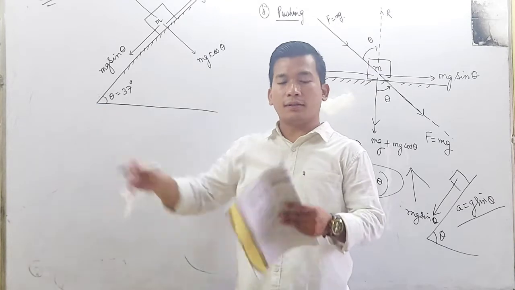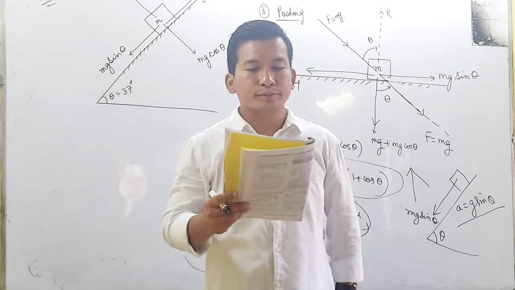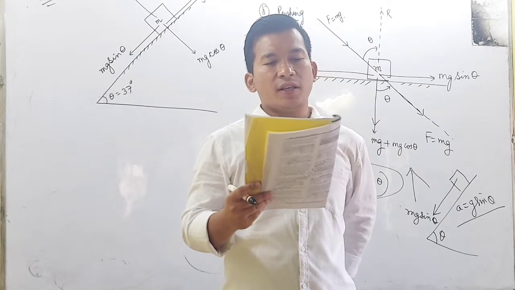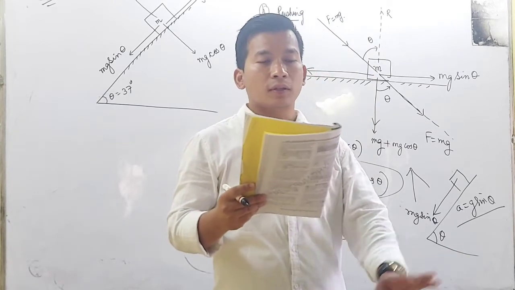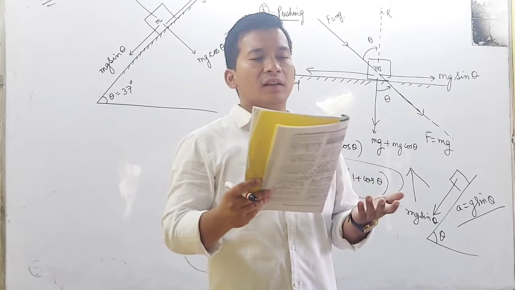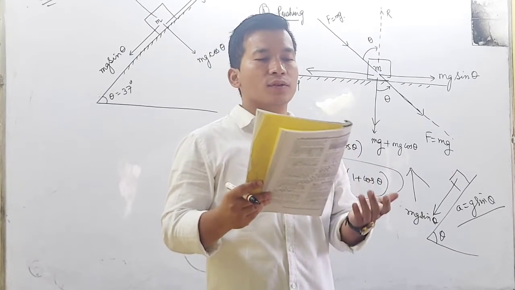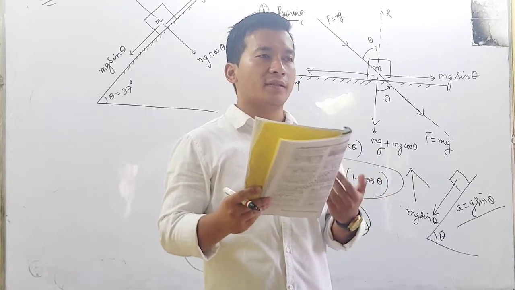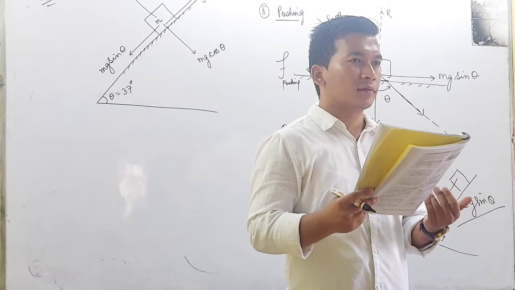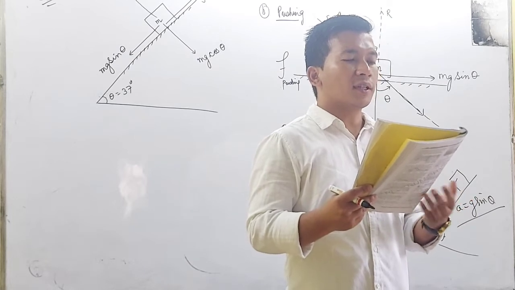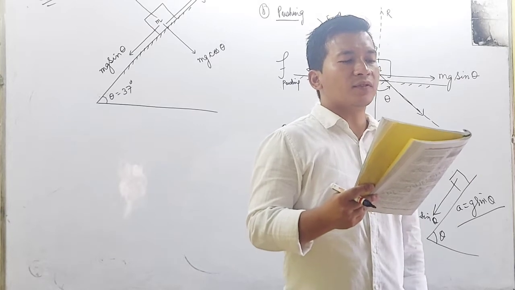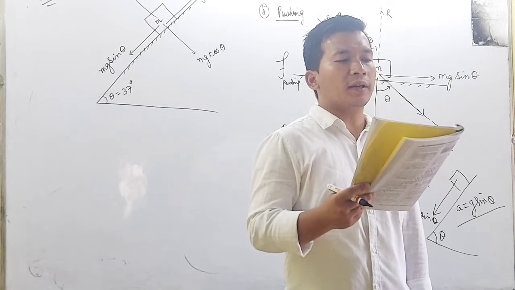Now let us read the remaining part of the question. The coefficient of friction between the block and the surface is 0.7. What will be the frictional force on the block? Next, number B: what will be the force applied by the inclined plane on the block?